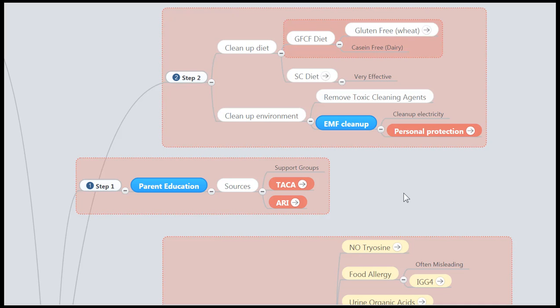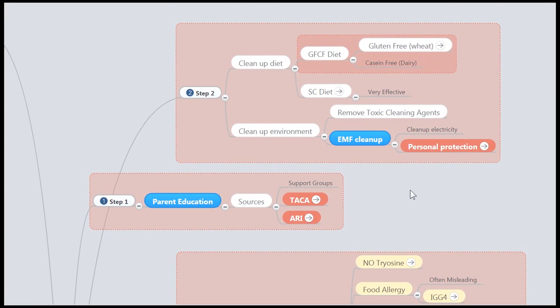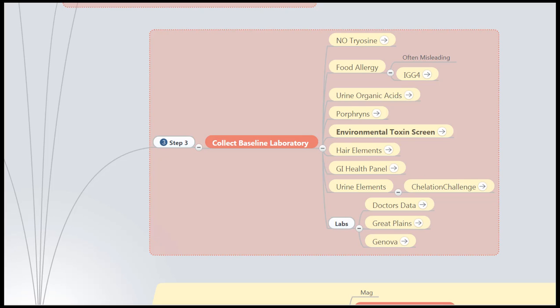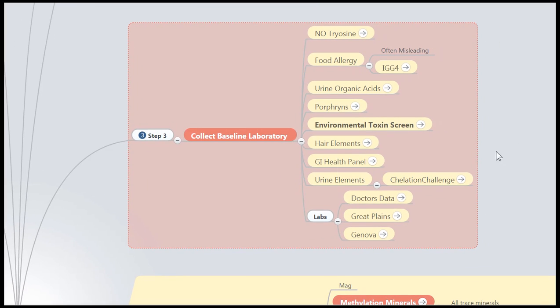There's some devices here we have, but there's also some devices you can get for your child's bed. It's very important to have your child protected when they sleep, because that's when they recover. And if they're being exposed to all kinds of EMF when they're sleeping, they may not recover very well.